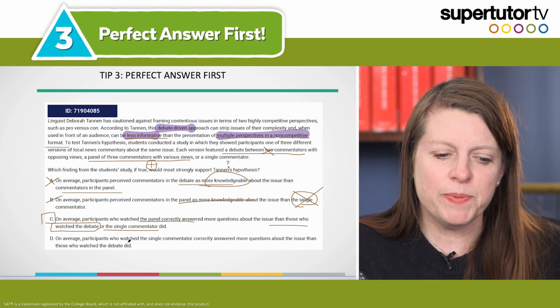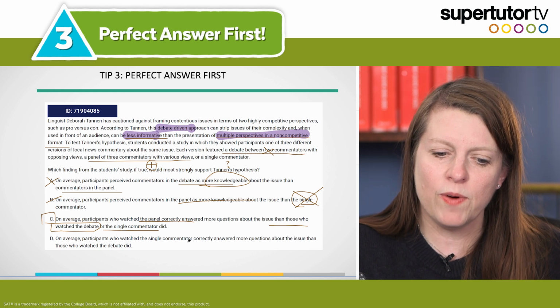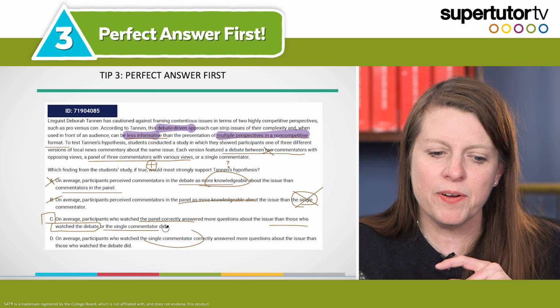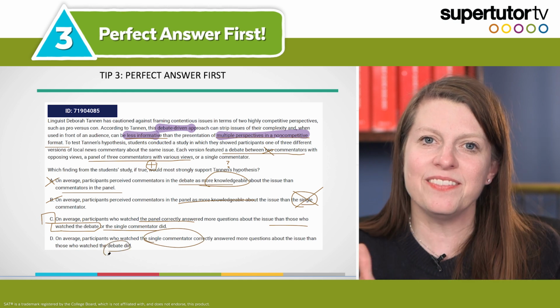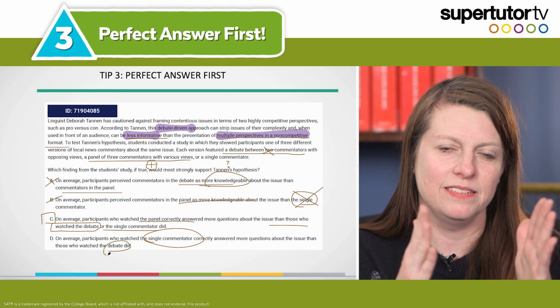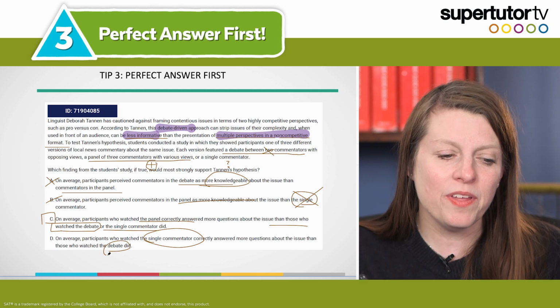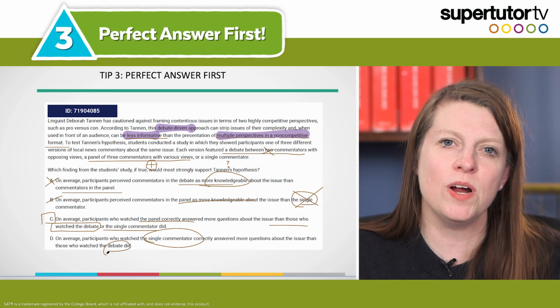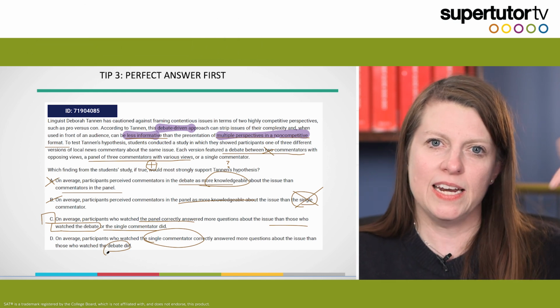D: On average, participants who watched the single commentator correctly answered more questions about the issue than those who watched the debate did. Again, this is comparing single commentator to debate. That's not the scope of her hypothesis. Her hypothesis is panel versus debate. That's it. So I'm going to ignore that third piece. C is the answer. Perfect answer first. Boom. I know what I'm looking for. I can knock it out fast.